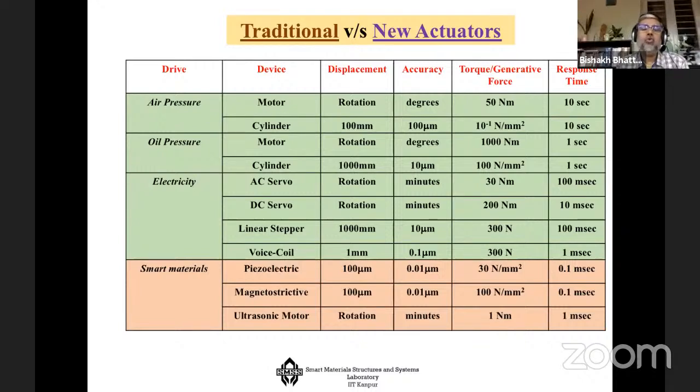Now, why we are so interested in these materials is because if you look at their accuracy, it is phenomenal, 0.01 micrometer. You compare it with any of the motors and other pneumatic and electrical systems, it is far, far ahead. And also the response time, these systems are very fast, 0.1 millisecond. Your blinking of an eye takes something like 100 milliseconds. Within 0.1 millisecond, if something happens, you can understand how fast such a system can work.